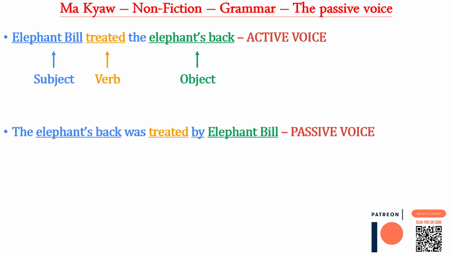Okay, so in the active voice sentence, Elephant Bill is the subject, the word treat or treated is the verb, and the elephant's back is the object. Whereas in the passive voice, the elephant's back is the subject, the word treat or treated is the verb, whereas Elephant Bill is the object. So, in order to convert an active voice sentence into a passive voice sentence, we need to do a few modifications in this sentence. And now we will look at those modifications.